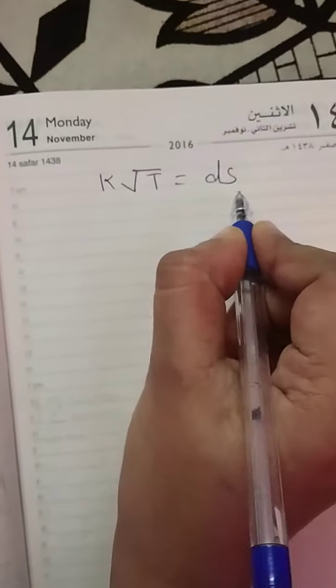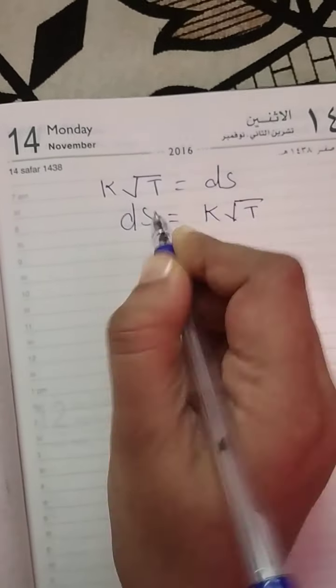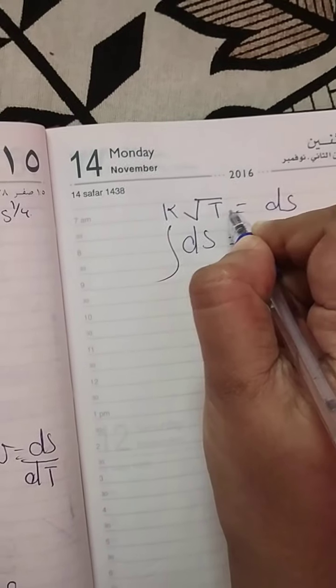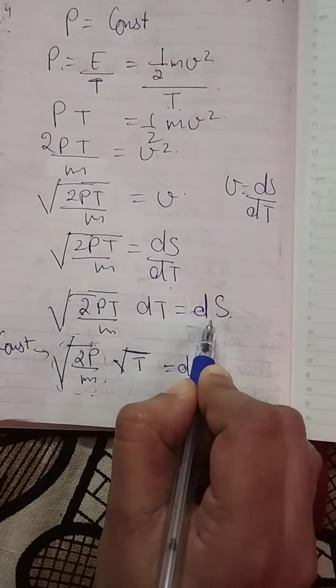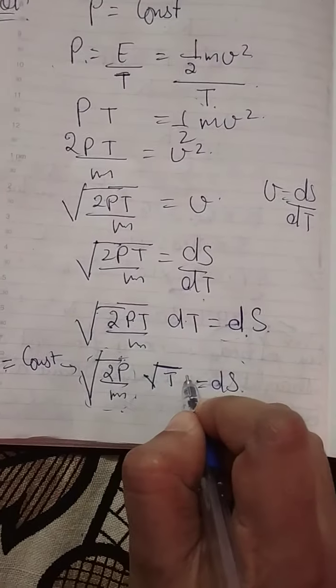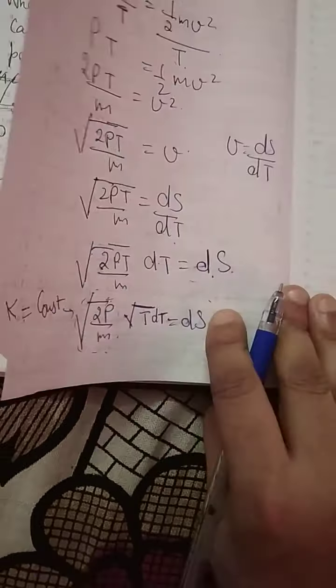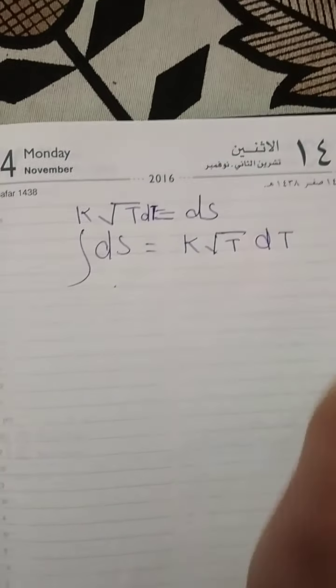Now students, ds is equal to k under root t into dt. I forgot to write dt over here. I'm so sorry for that, because we have ds upon dt, and dt is multiplied over here, so I have to add dt here also. Okay, dt. Fine. I have to just do the integration.